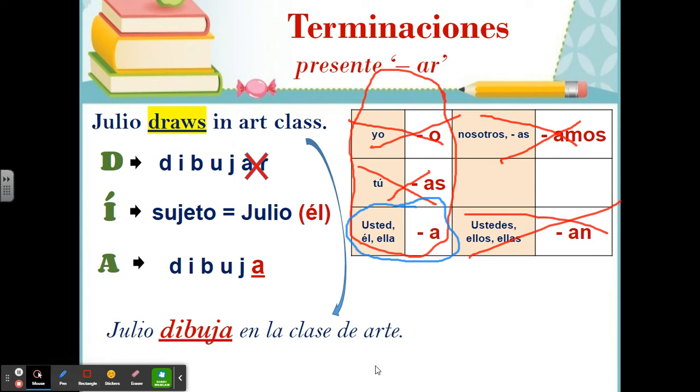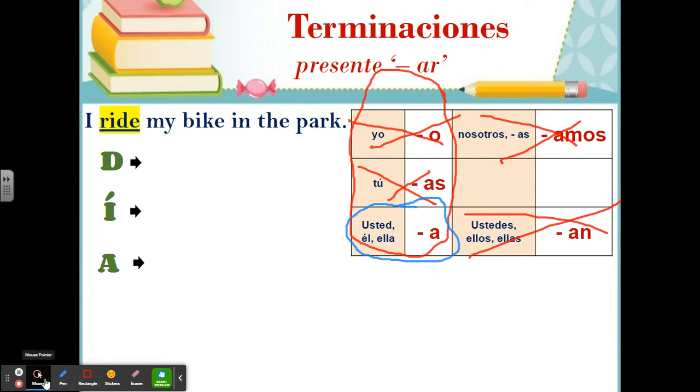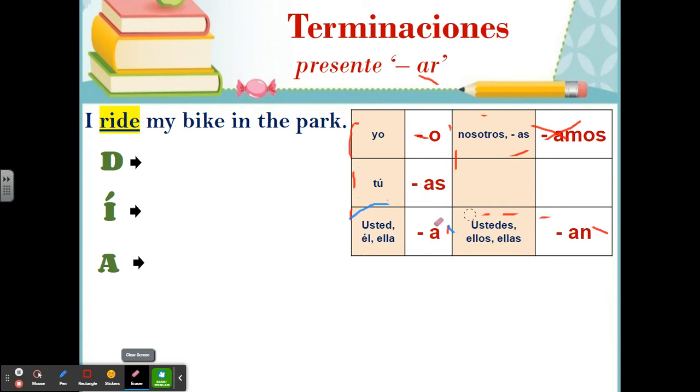Okay, give me one second to erase. There had to be a better eraser than that. Don't look at me. This is embarrassing.